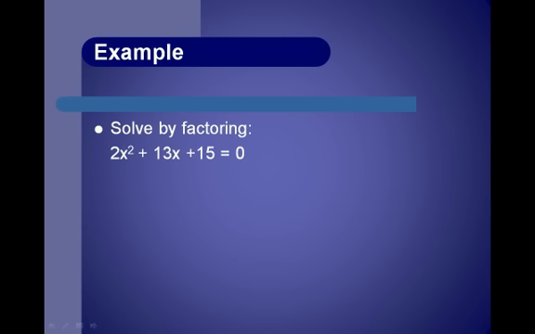Step 2, factor. Well, to factor, first step, is there a greatest common factor? No, there's not. Nothing will divide evenly into 2, 13, or 15. So to factor this, we're going to set up our two sets of parentheses. First two terms have to multiply to give us the 2x squared. The outers and inners have to combine to give us 13x. And the last two terms have to multiply to give us 15.